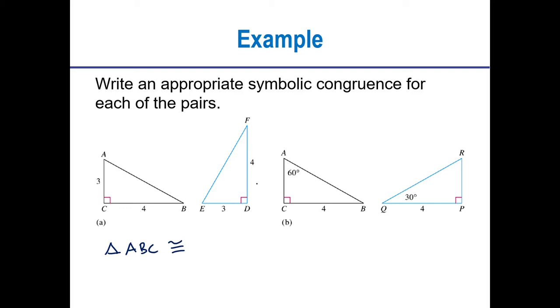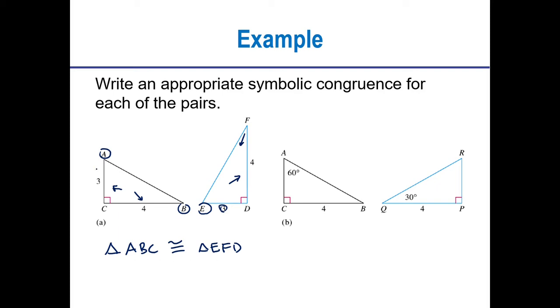Now we have to be careful that we write it so that the corresponding angles are equivalent. So if you look at angle A is opposite the number 4. So the angle that corresponds to angle A must have an angle opposite to the side length of 4. So that's going to be angle E. So we have triangle E, and then we'll have to look at the other angle. Angle B has 3 opposite of it. So the 3 is opposite angle F. So the next angle must be angle F. And then finally D. So triangle ABC is congruent now to triangle EFD.